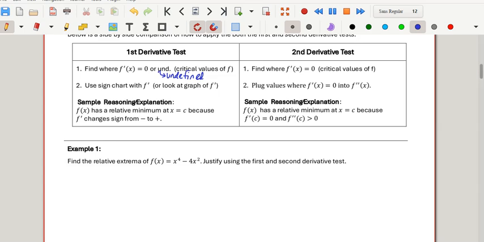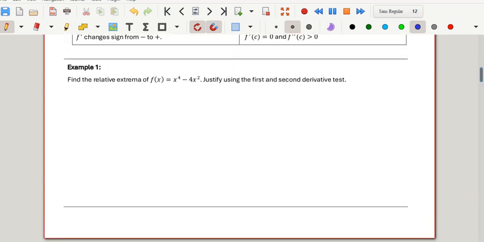We use a sign chart and we talk about sign changes. With the second derivative test, you're going to take those critical values and plug them into f double prime and hope you get positive or negative. Include both things in your justification. For example, this one's talking about a relative minimum at our x value because f prime of c is 0 and f double prime of c is greater than 0. Again, just for reference, in the examples I'll show you exactly how to do it.